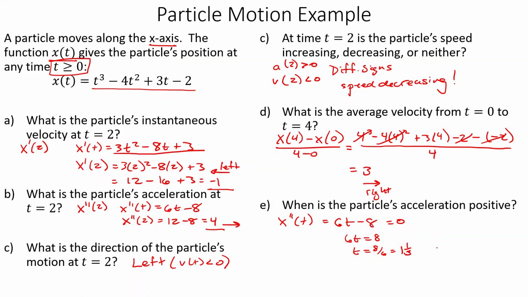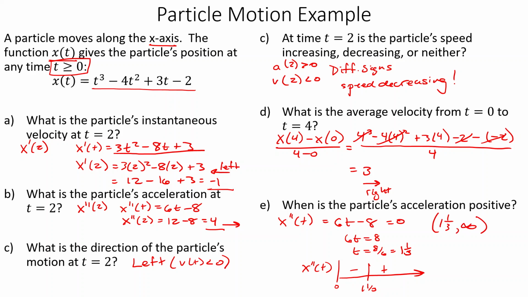Well, if we plug in a number bigger than that, it's positive. If we plug in a number less than that, it's negative. Again, we're starting at 0. We're going forever. This is our second derivative, our acceleration. So the answer would be from 1 1/3 to infinity.